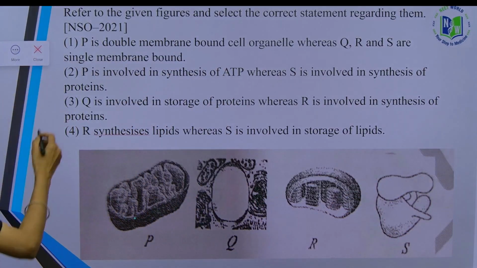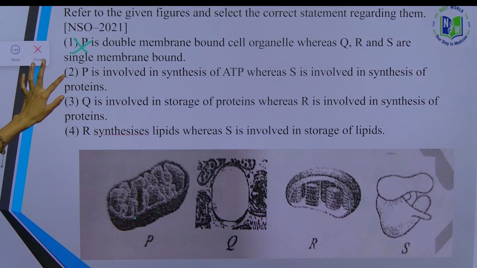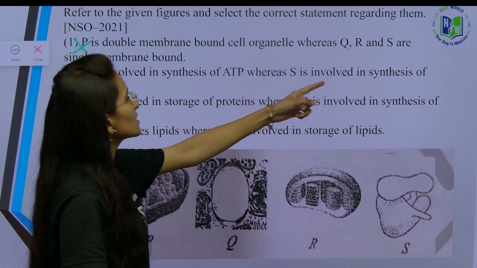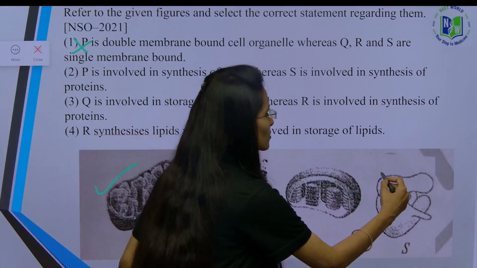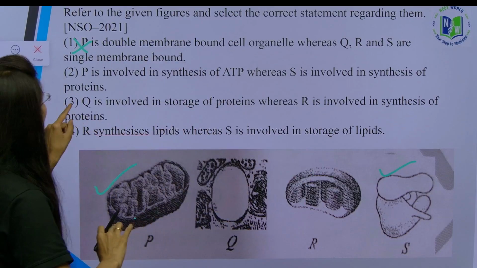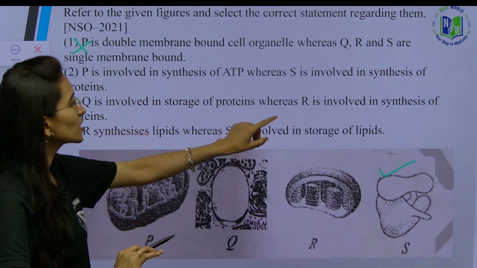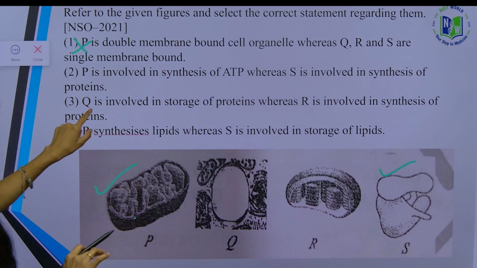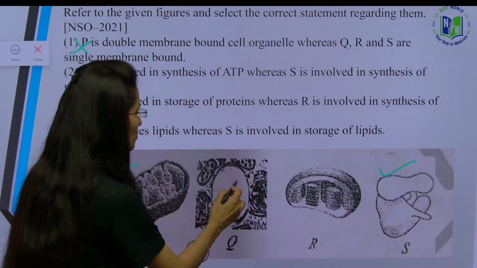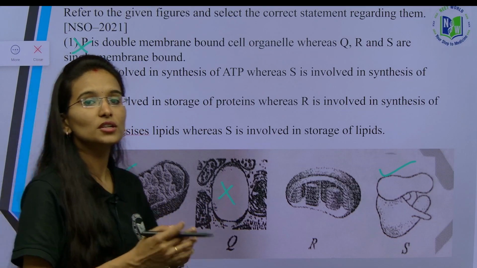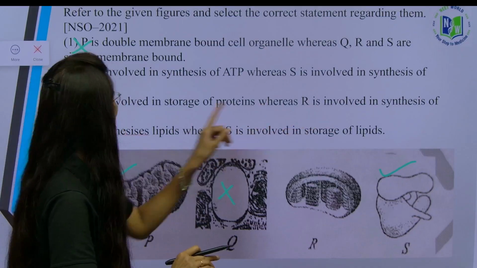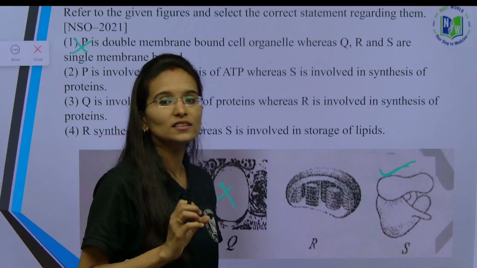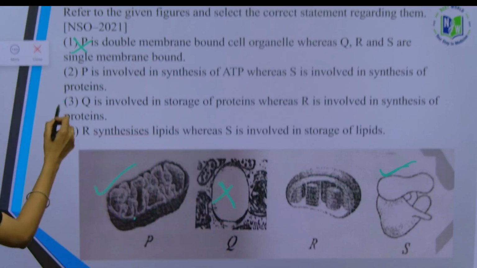So coming towards the second option, this will be the wrong option. P is involved in synthesis of ATP, it is true, whereas S is involved in synthesis of proteins, this is also true. Yes. So Q is involved in the storage of proteins, whereas R is involved in the synthesis of proteins. Q is involved in storage of proteins? What is Q? So this is wrong. This is a vacuole which contains the cell sap, whereas R is involved in synthesis of protein. This is true, but this is wrong. You always need to match the right pair. So this option will be the wrong option.